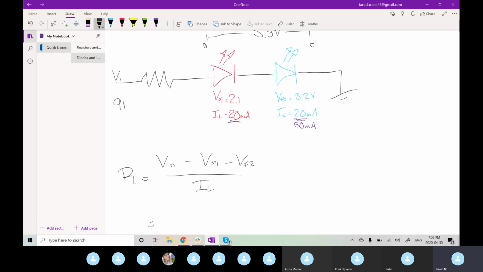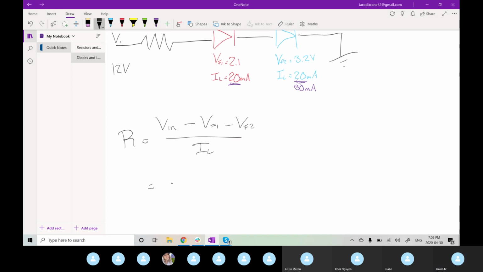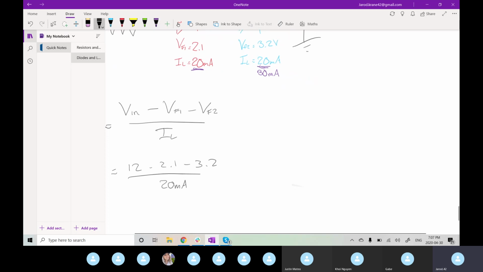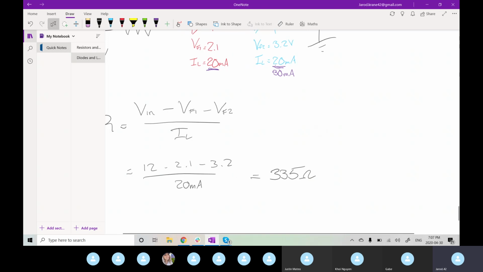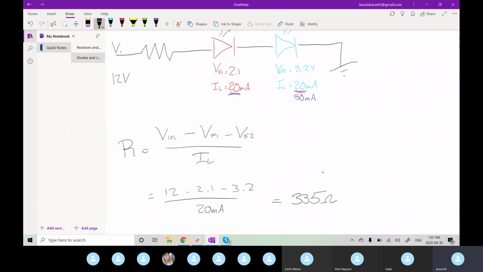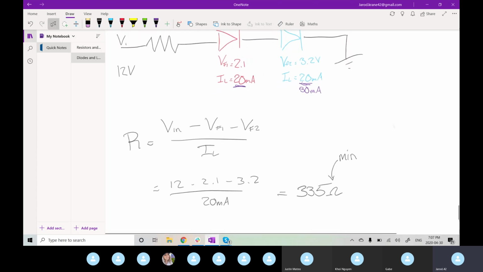So let's say we're giving it 12 volts. So we can do the same at 20 milliamps. We can spec 335 ohm. So again, this is the absolute minimum value that you should be going with. It is preferred to go higher just for the safety factors.